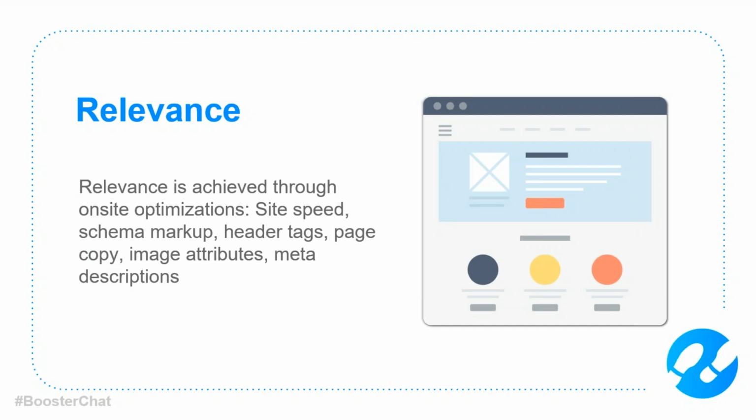To build relevance, or to show this relevance, we call that in the industry on-site work or on-site optimizations. Those are things like the actual content of your site. Do you have schema markup? Do you have the right tags in the right place? Are your meta descriptions there? Is the content of your page copy relevant to that search? This is the stuff on your website and behind the scenes of your website that Google looks at to determine that relevance.